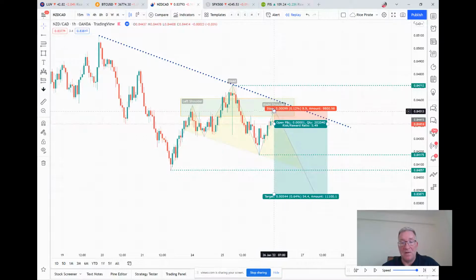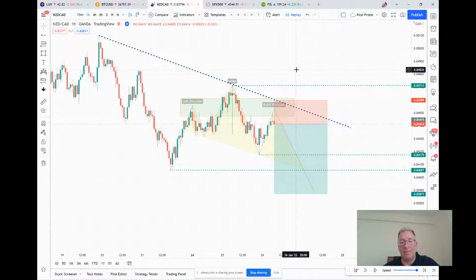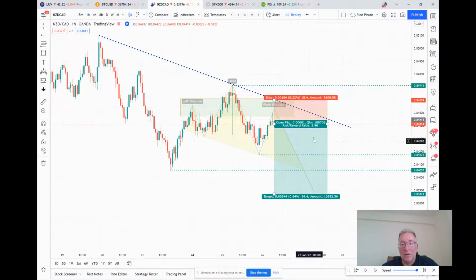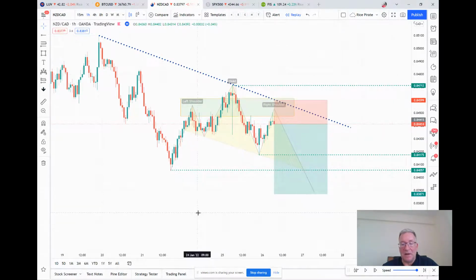Now on this one also, I remember that I actually had my stop right up here. I think it was right on that line. Okay, so that's what I did. So let's just look at what it does.